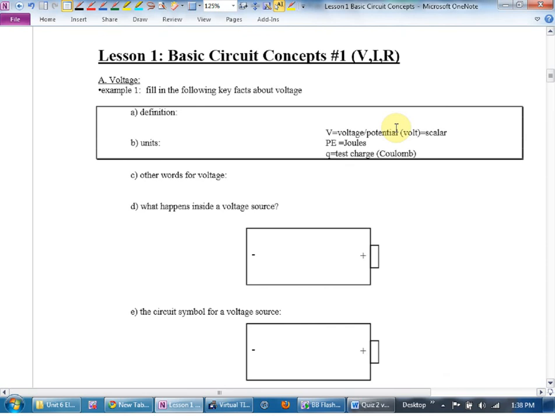Says, fill in the following key facts about voltage. The definition of voltage was potential energy per charge. How much energy per coulomb at any one location. And the units were joules per coulomb, or we gave that a name, we called it volts. What were some other words for voltage? What was the yucky one that we didn't like? Potential. Sorry, just trying to find something here in my handy-dandy handout. So the word that I didn't like, but they used it still, was the word potential.